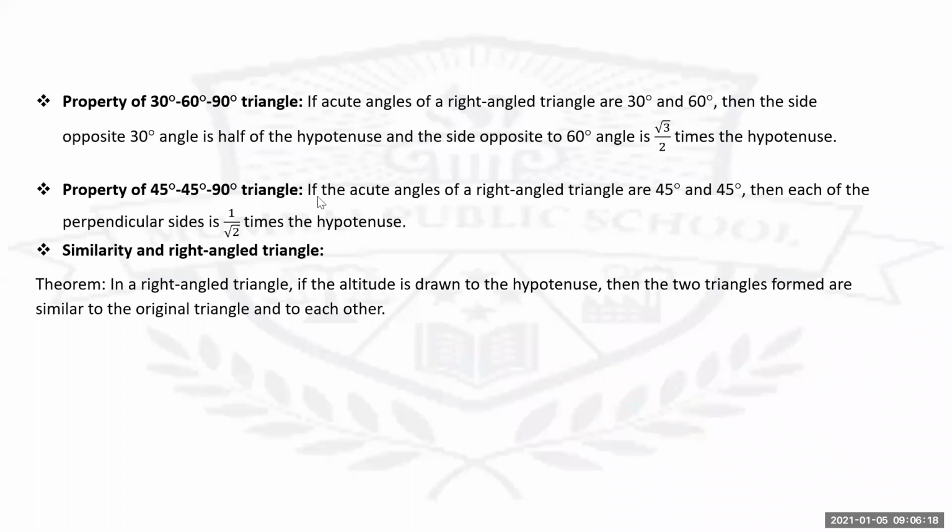And the next property is 45, 45, 90. Again, you know, sine 45 is what? 1 upon root 2. Same thing, you just remember this. You need not memorize anything by heart. Understand? So just convert that into small ideas which you can easily remember. If the acute angles of the right angle triangle are 45 degrees and 45 degrees, then each of the perpendicular sides is 1 upon root 2 times the hypotenuse. Understand this?